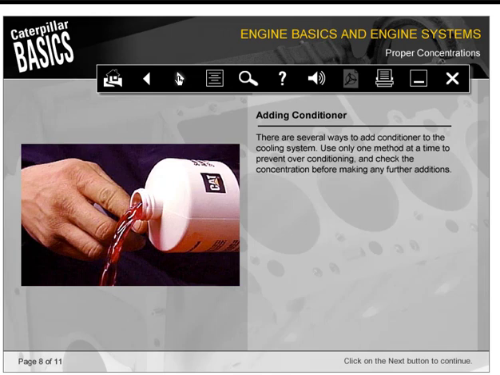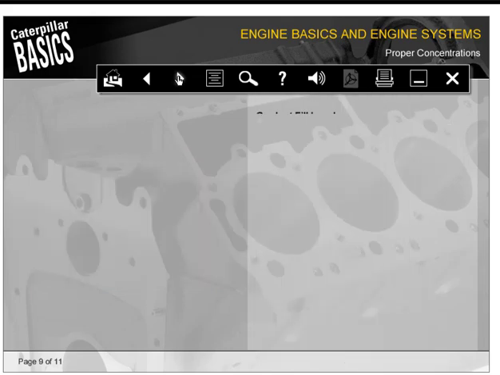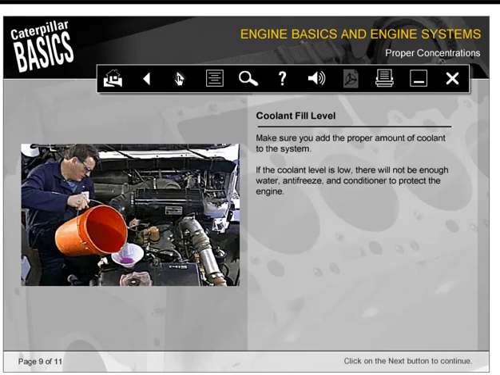There are several ways to add conditioner to the cooling system. Use only one method at a time to prevent over-conditioning, and check the concentration before making any further additions. Make sure you add the proper amount of coolant to the system. If the coolant level is low, there will not be enough water, antifreeze, and conditioner to protect the engine.